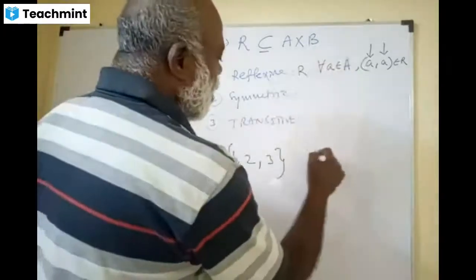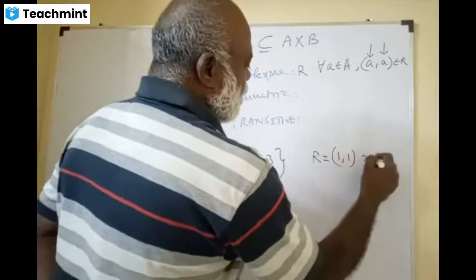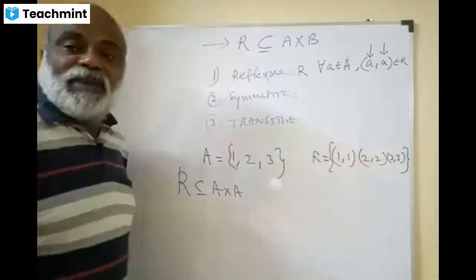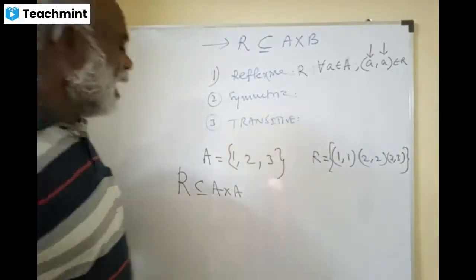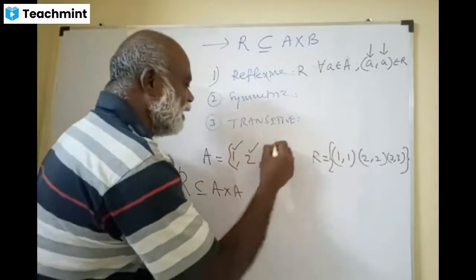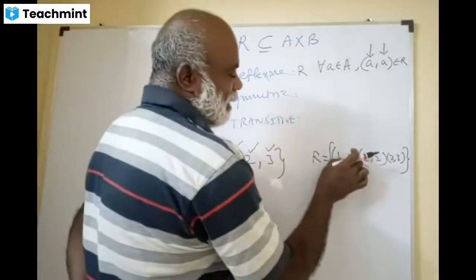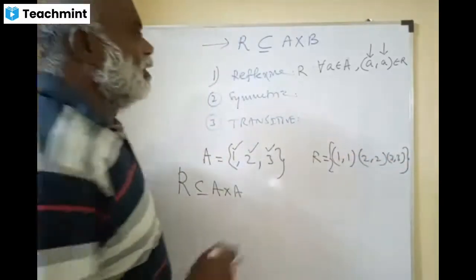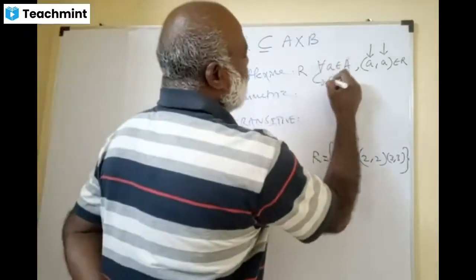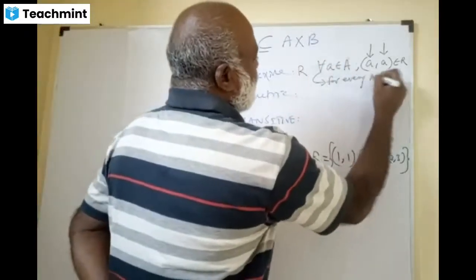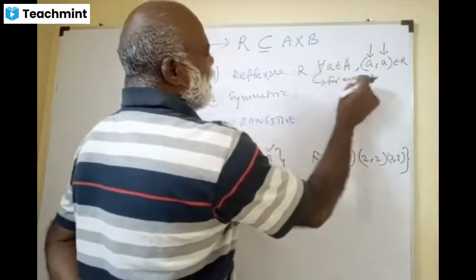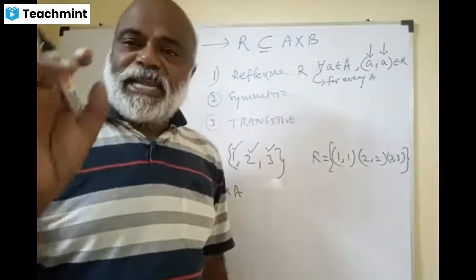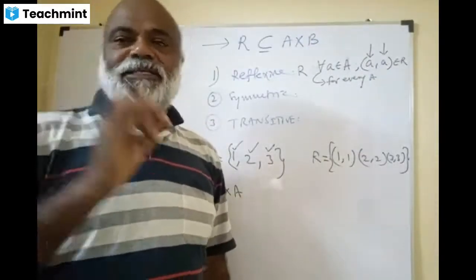If I take R here, I have to get 1 comma 1, 2 comma 2, 3 comma 3. This is called a reflexive relation. For every a means for 1, 2, and 3 you must have (a, a), (b, b), (c, c). This symbol is for every a. You can write: for every a belongs to A, (a, a) belongs to R. Such a relation is called a reflexive relation.